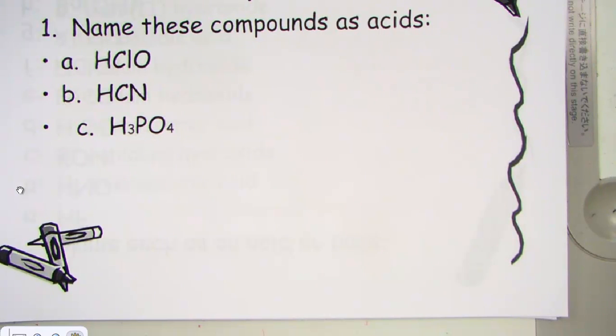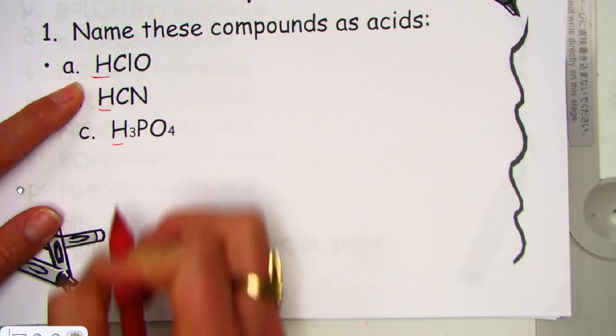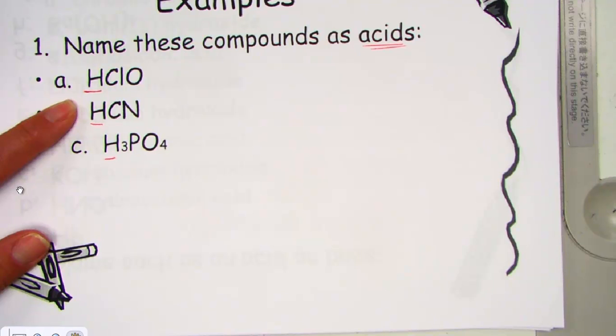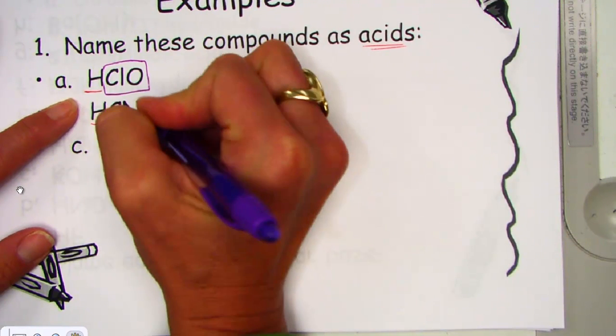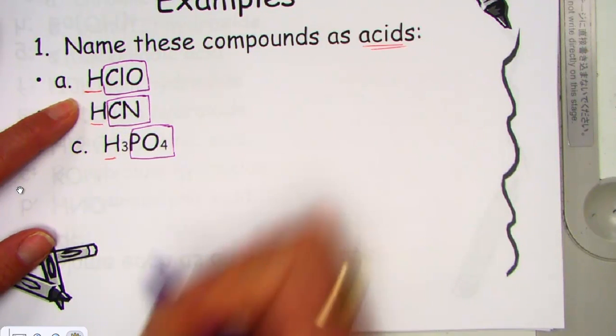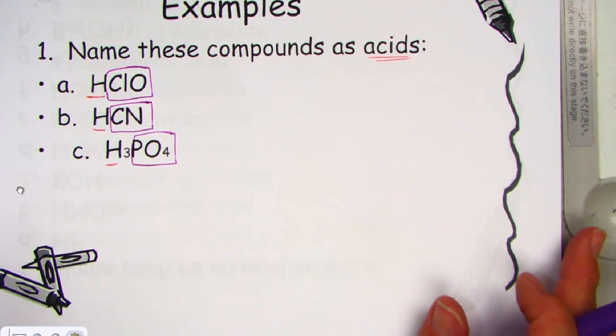We're going to just practice our nomenclature. We're being asked to name these as acids. Well, we can see they all start with H. Knowing that they start with H says we now know they're acids. And it all goes by the polyatomic ion: ClO -1, CN -1, PO4 -3. Name the polyatomic ion and we can find the set of rules for naming the acid.